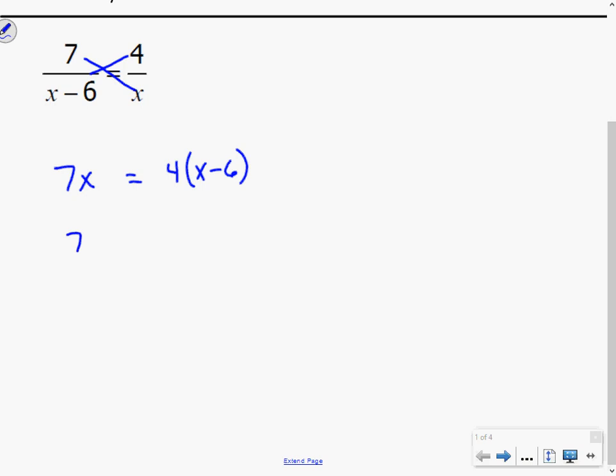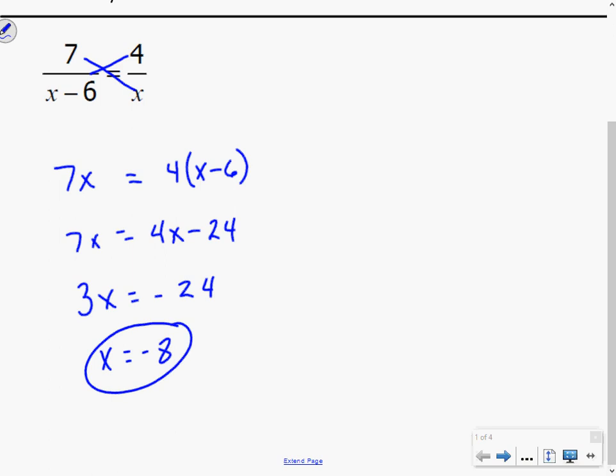So we'll distribute. We'll subtract our 4x. We'll divide by 3. And there we have it. So this is a nice, easy one to get us started here. And we can see when we plug this x value back in, we are not going to get zeros in our denominators, so it's good.